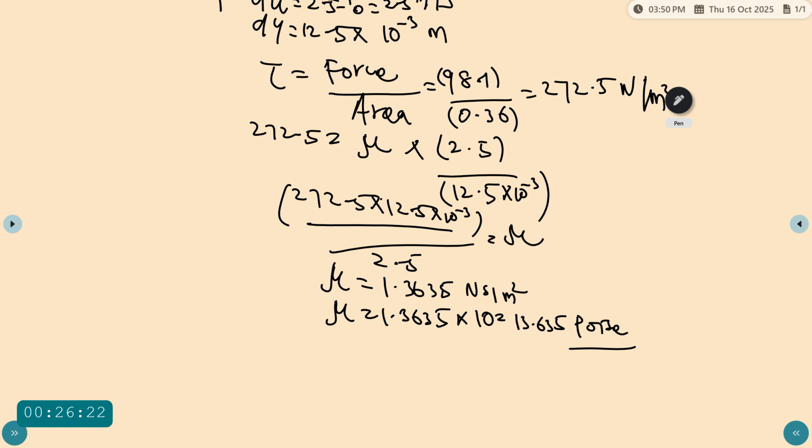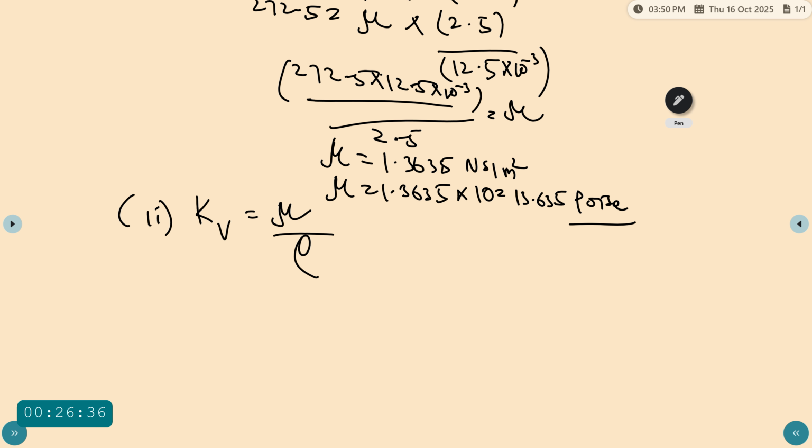Now the second task is to determine kinematic viscosity, nu. We know this is the ratio of dynamic viscosity and the density of the fluid. Mu was just now determined, so substitute the value, but rho is not given. Like the last problem, specific gravity of the oil or fluid is given.